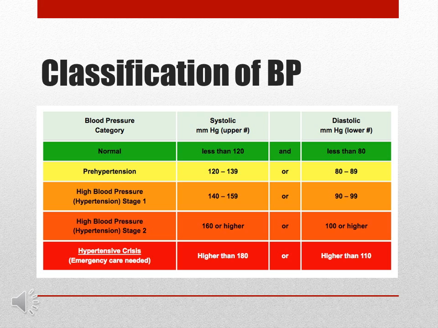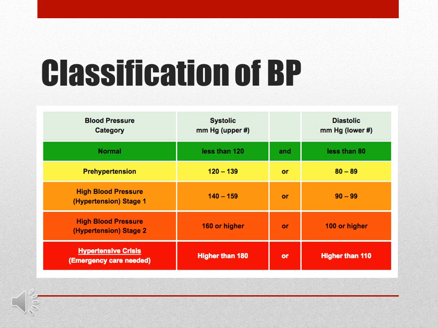The classifications of blood pressure will indicate either a normal blood pressure all the way to a hypertensive crisis. So a normal blood pressure, the systolic number will be less than 120, and the diastolic number will be less than 80. For pre-hypertension, you will have a systolic number between 120 and 139, or a diastolic number between 80 and 89. For your patients with pre-hypertension, you can still save them. You will just educate them on increasing their daily activities, changing their diet, decreasing alcohol consumption or smoking cessation.